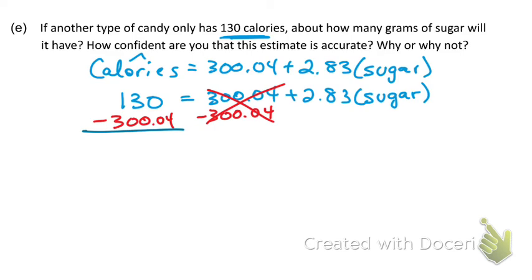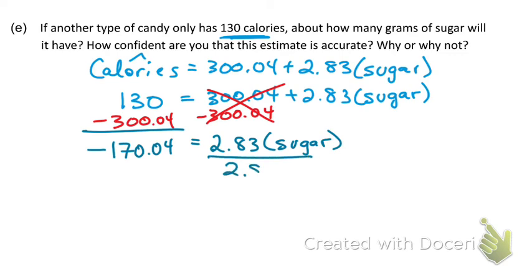All right, cool. So negative 170.04, is that what you guys got? Equals 2.83 times the sugar. And then we're going to divide by 2.83. And you guys, check this out.